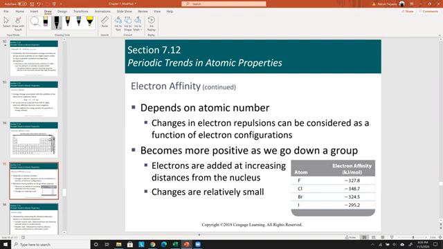You can see that kind of here, where you're in the 300s, and then when you go down to iodine, you're in the 200s. But they're still pretty close, because they're all halogens. They all want to gain that one more electron.